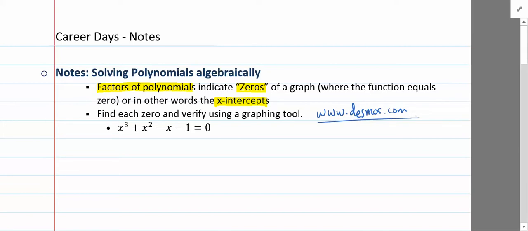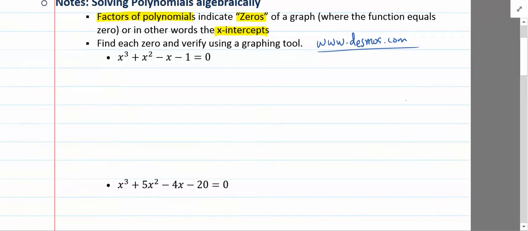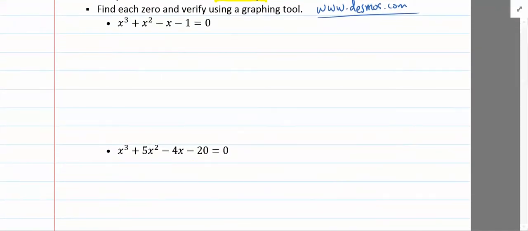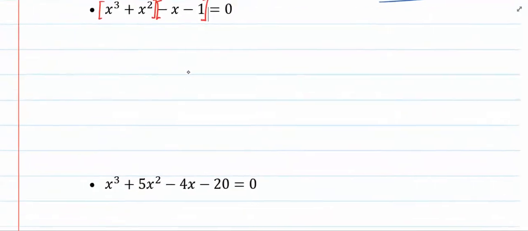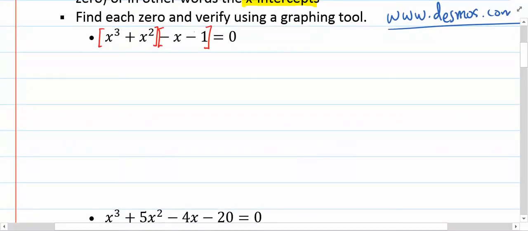Hopefully you've noticed at this point that any time we're looking for a 0 of a polynomial, the first thing we should do is try factoring the polynomial. And what we have here is a 4-term polynomial, and most 4-term polynomials, if they can be factored, would start off by being factored by grouping. So the first thing that I'm going to do is group these first 2 terms and the last 2 terms together and look for a GCF within each.